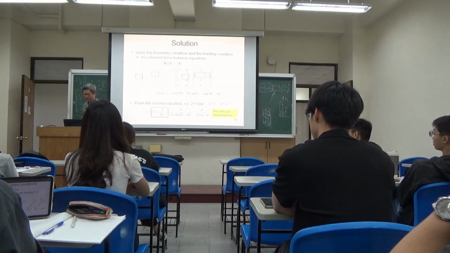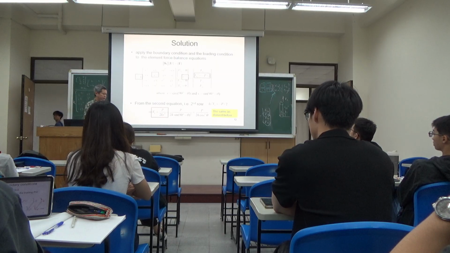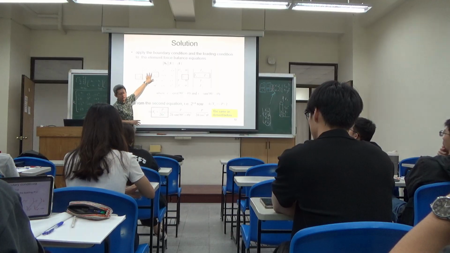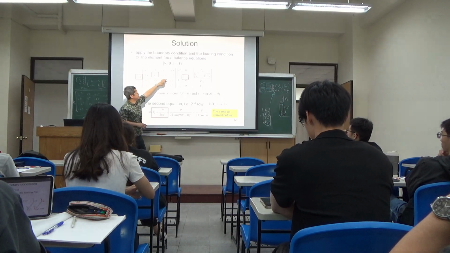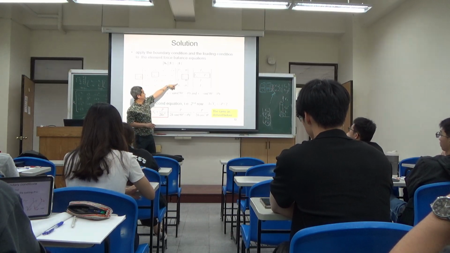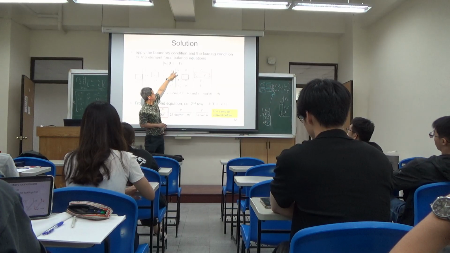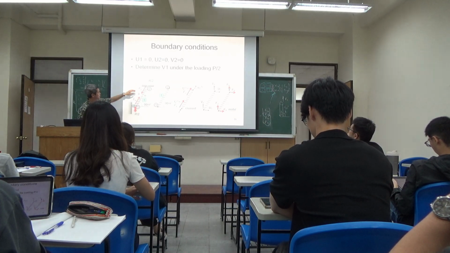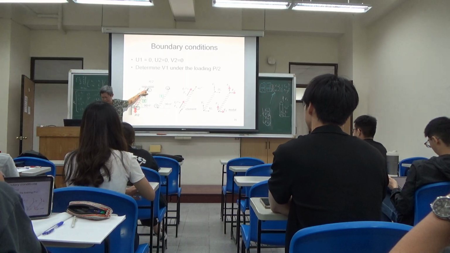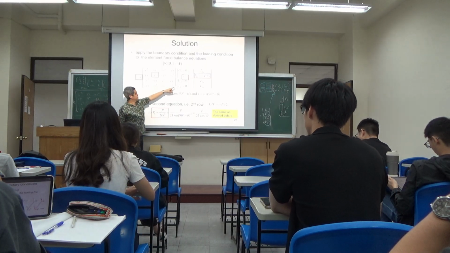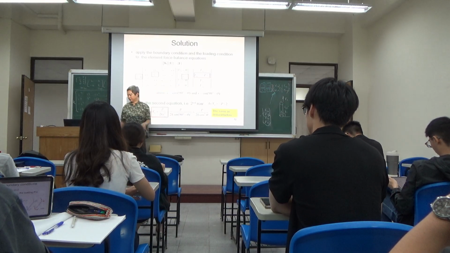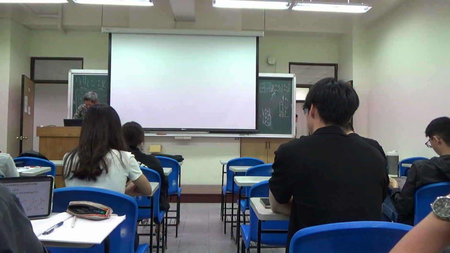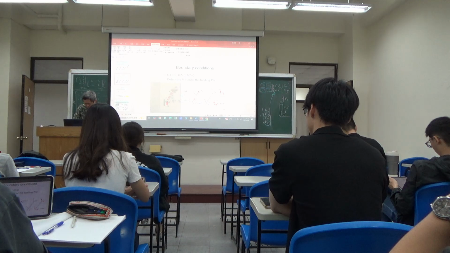Okay, let's see how to do the solution. The solution is very simple. You write down the 2D truss equations. You define where your boundary is. As I told you, node 2 is fixed. If node 2 is fixed, then its displacements are 0.